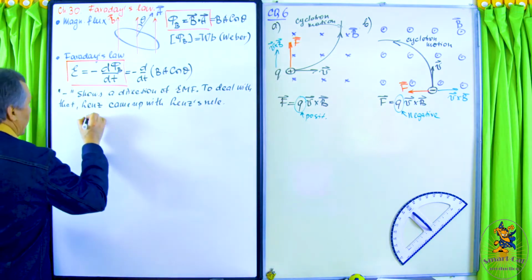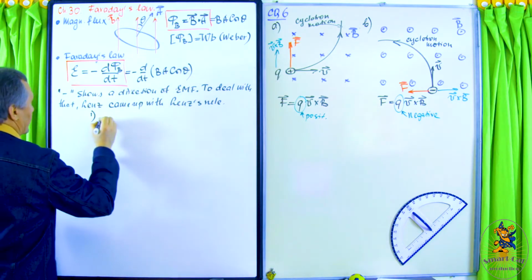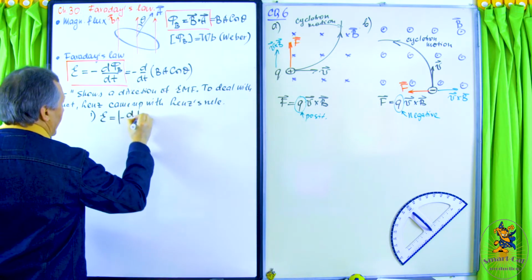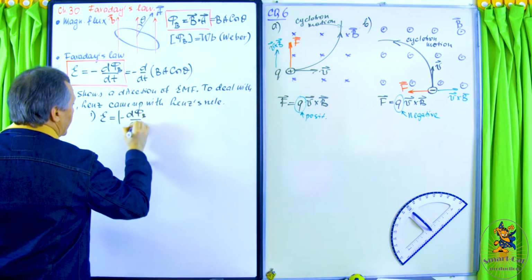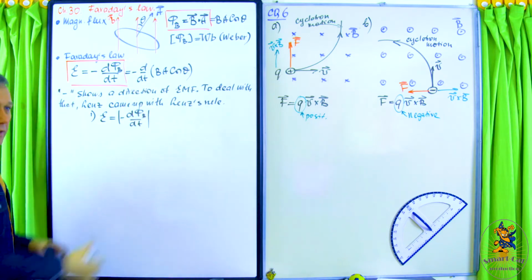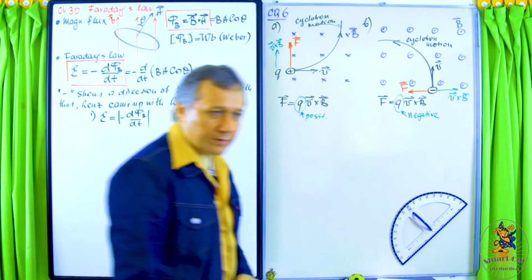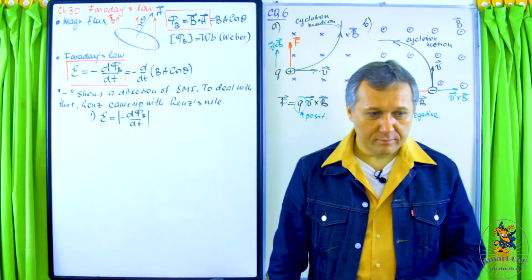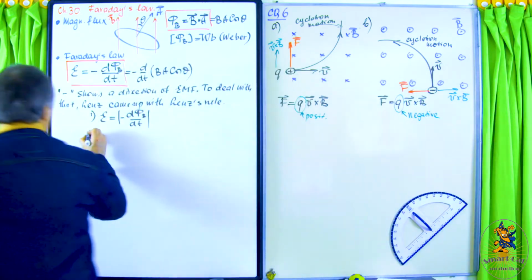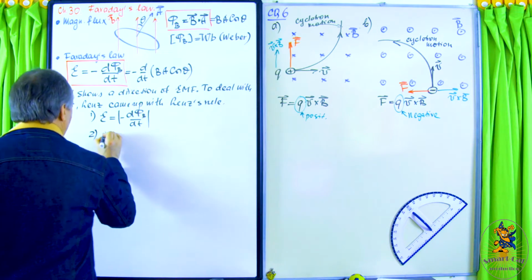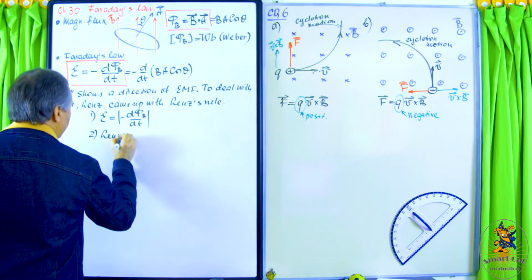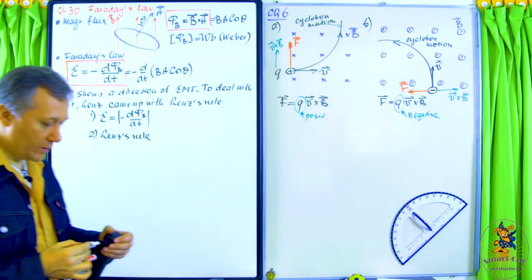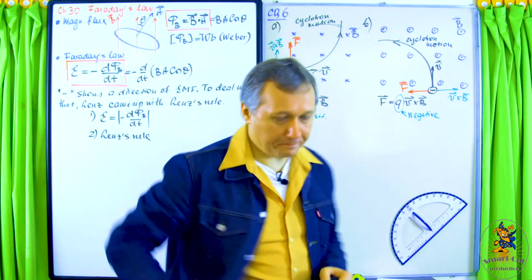And so as a result, application of Faraday's law can be divided into two steps. First, you can find, for example, the absolute value of the EMF. You see, I put a sign of an absolute value on that rate of change with minus. And the second step, Lenz rule. So that's what we're going to do most of the time.